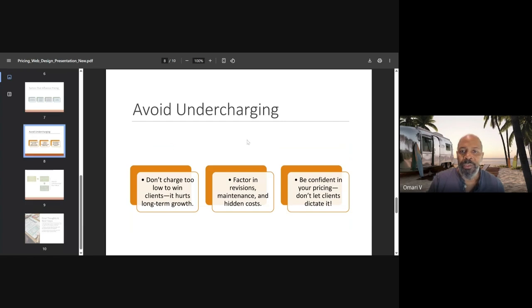So make sure to try to avoid undercharging. Generally speaking, try not to go low with clients, because it does hurt long-term growth. Especially when people get started, they have a tendency to want to charge less to see if they can get friendly with the clients, but that's not actually the way you want to do it.